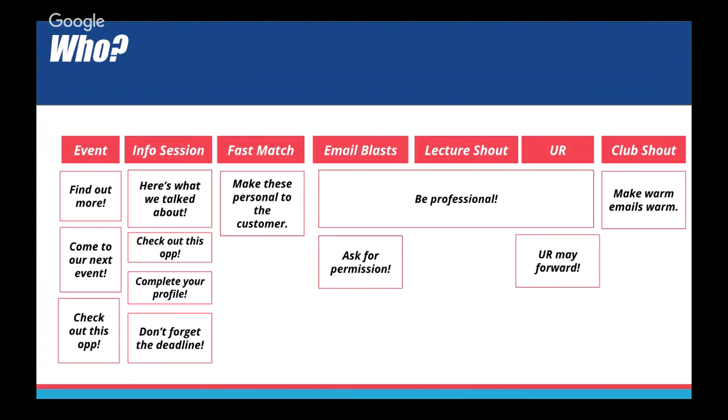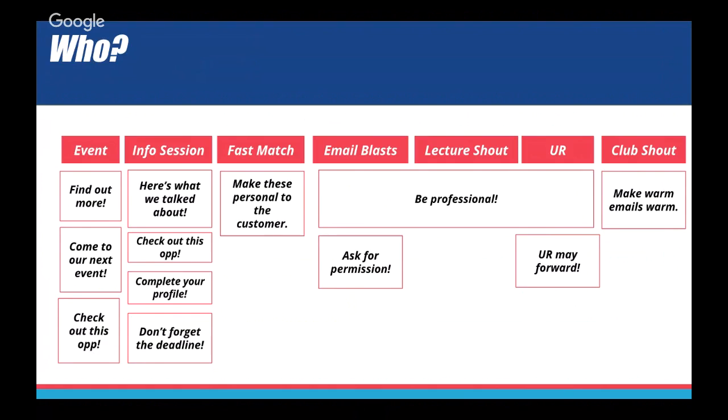For email blasts, lecture shouts, contacts that you get from lecture shouts, or UR contacts, my biggest recommendation is that you please be professional. Usually these are kind of favors that people will do for you. If it's the president of a club, it's a favor that they'll let you email their members, or if it's a professor, it's definitely a favor because they're not obligated to help you.